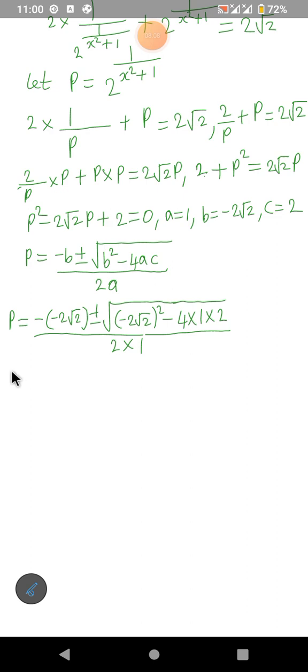So then we'll continue. We'll say P will be equal to minus times minus, that's plus. So here will be 2 root 2 plus or minus the square root. Now minus 2 root 2 squared is the same thing as 8. Then minus 4 times 1, 4 times 2, 8. So here is 8 minus 8, all over 2 times 1, which is 2.